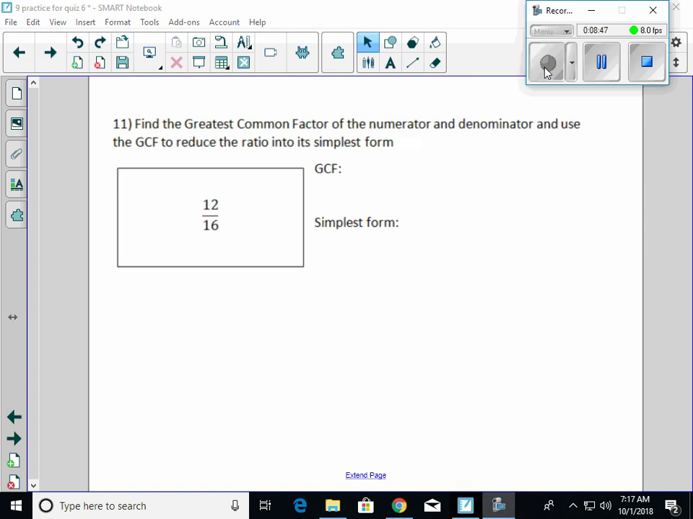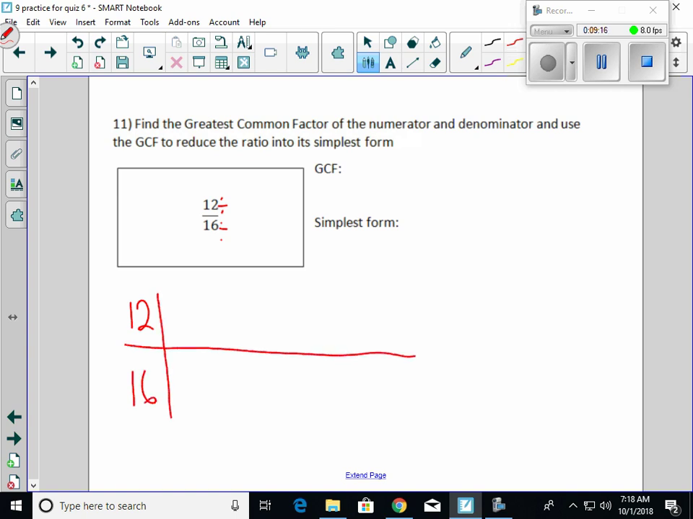Okay, another topic that we reviewed was equivalent fractions or simplifying fractions. So for these numbers, 12 and 16, we're going to find the greatest common factor, and then we'll use it to reduce. The greatest common factor is the biggest number that could go into both of these numbers. Now, if you're not sure of it, you can write all of the factors for 12 and 16. So 1 times 12, that's one way to get 12. 2 times 6, that's another way to get 12. And 3 times 4 is the last way. So those are all the factors of 12.